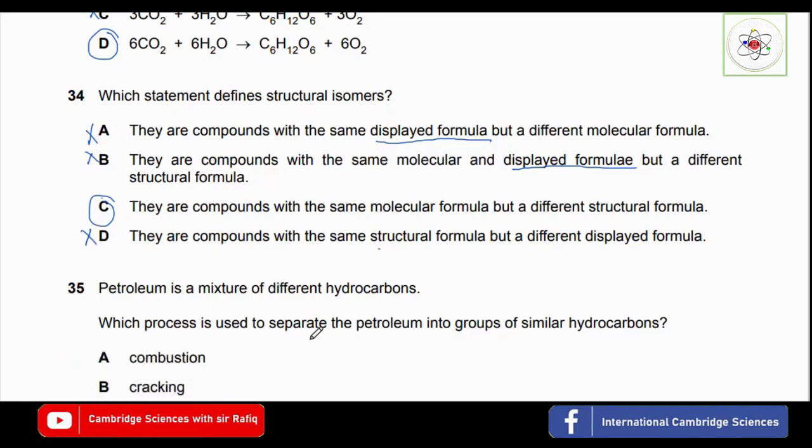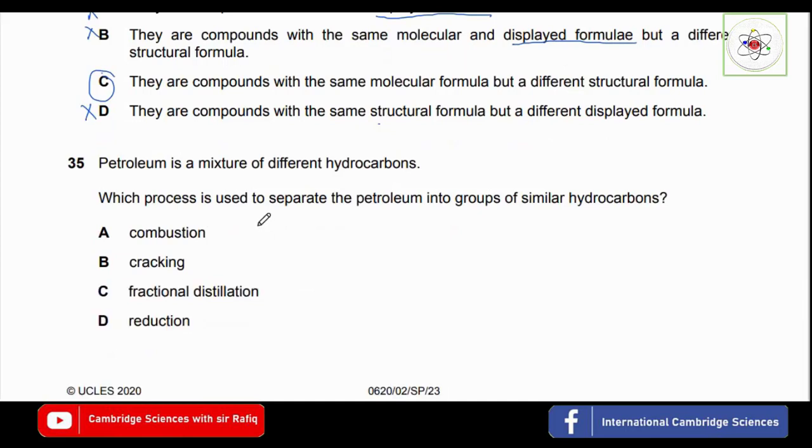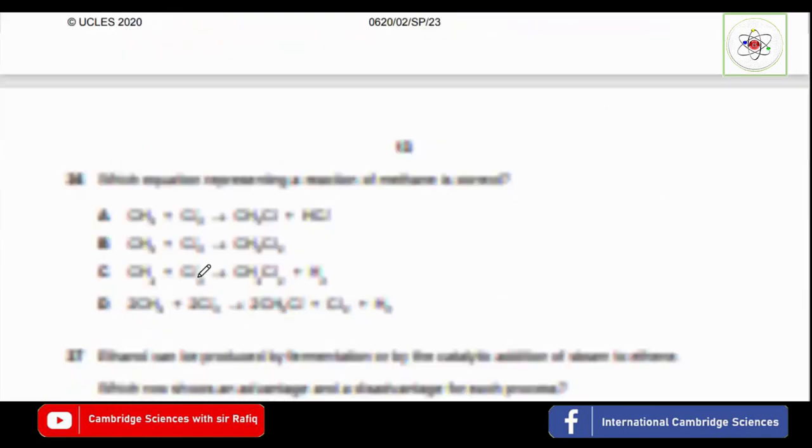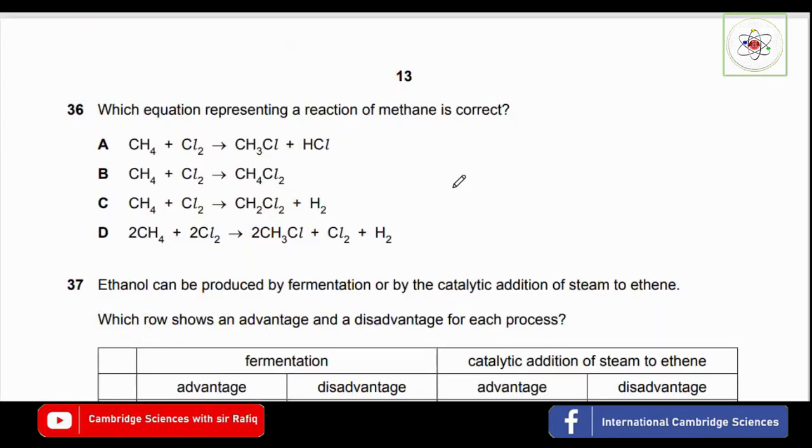Petroleum is a mixture of different hydrocarbons. We know that. Which process is used to separate the petroleum into groups of similar hydrocarbons? Petroleum is a mixture of miscible liquids, so we separate it using fractional distillation based on their boiling points. Next question, which equation representing a reaction of methane is correct?